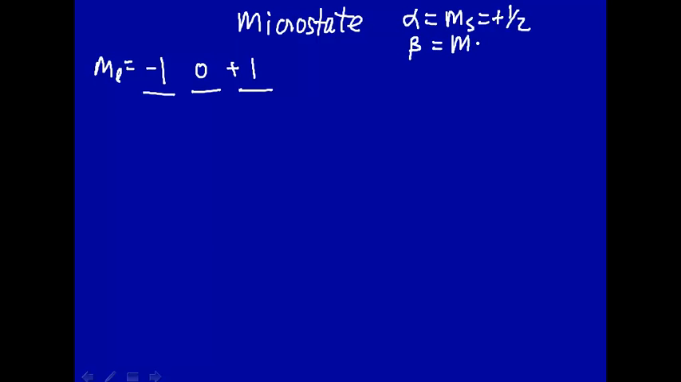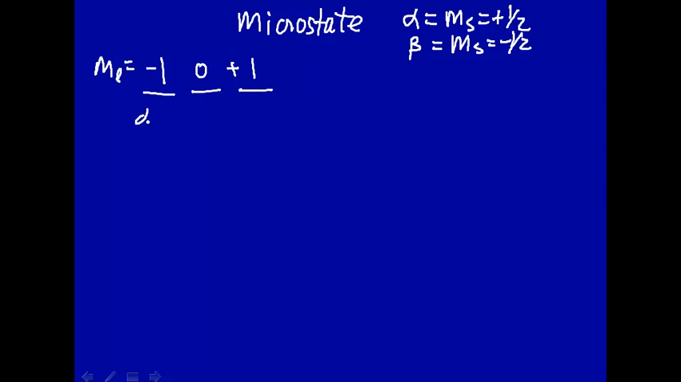Let's say m sub l is equal to, say, minus 1, 0, and plus 1. And we'll make a column here of possible values. And let's say alpha is m sub s equal plus 1/2. And let's use beta to be m sub s equal minus 1/2.